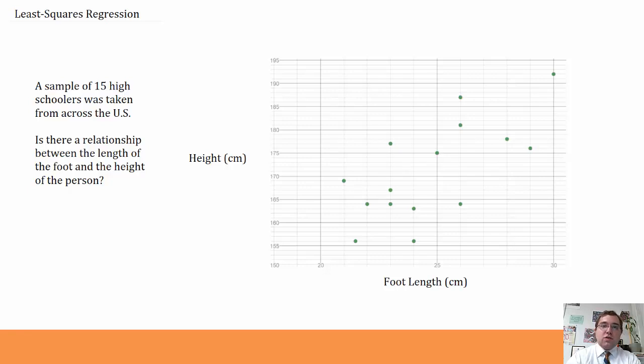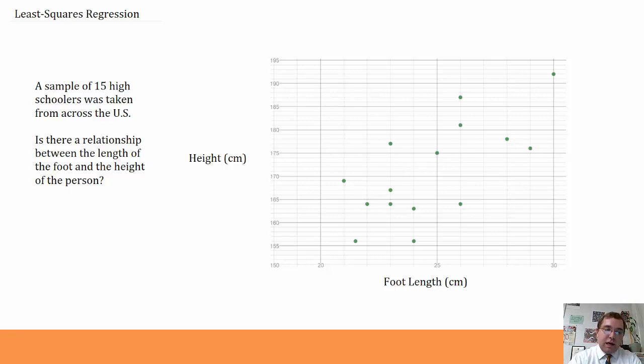This video is on least squares regression. What is that? Well, let's start with this example. I have a scatter plot here. We know what a scatter plot is. So I've got 15 dots in the scatter plot representing a sample of 15 high schoolers from across the United States. I have their foot length measured in centimeters and their height measured in centimeters. Notice we're using foot length as the explanatory variable and height as the response variable.